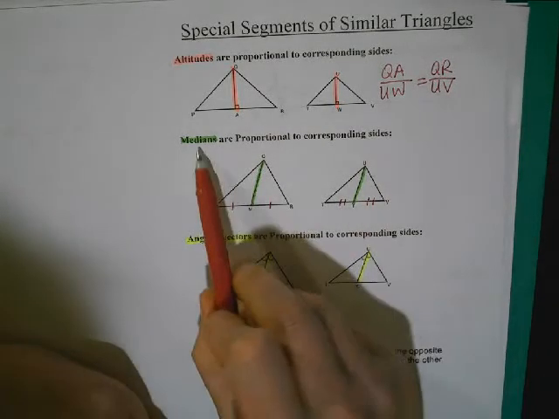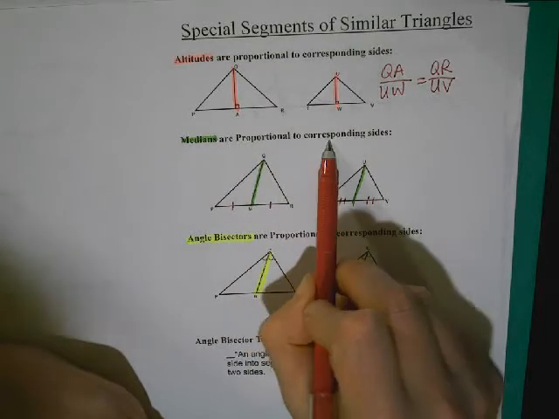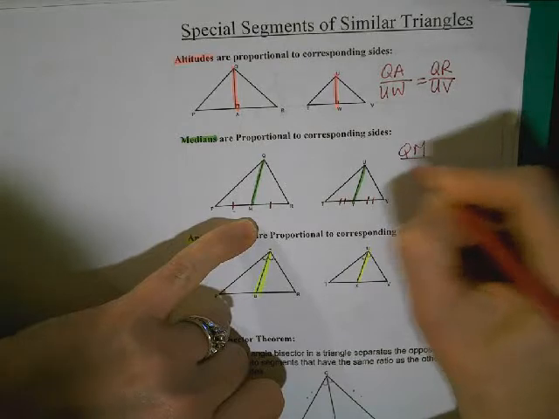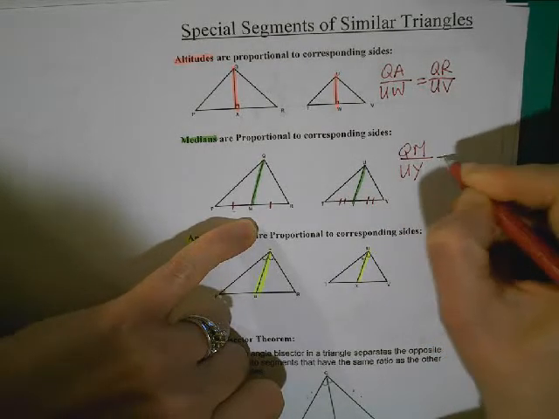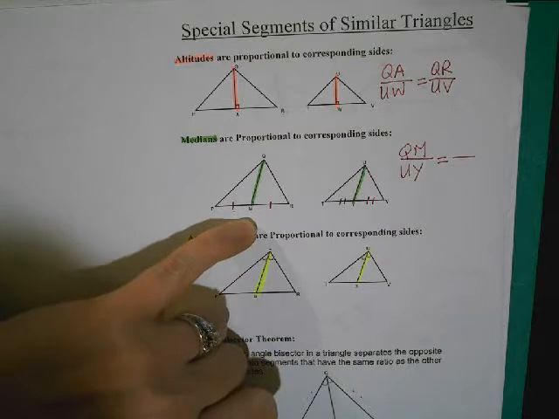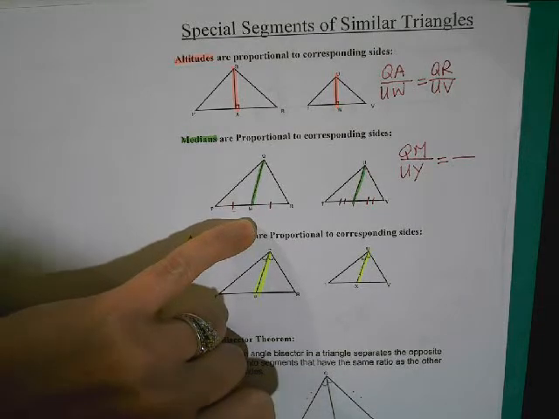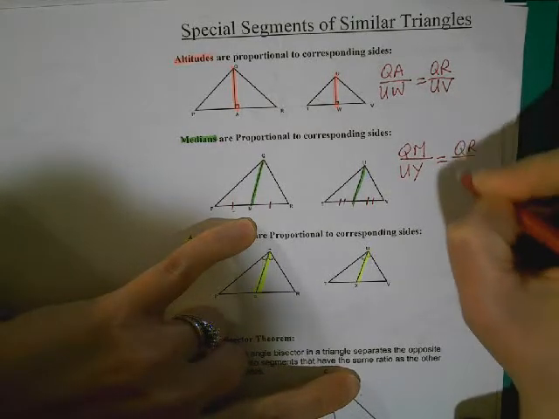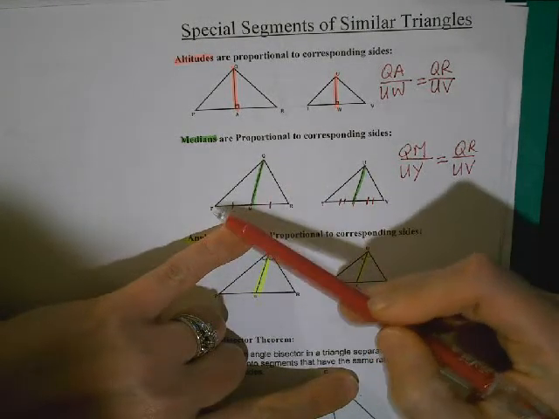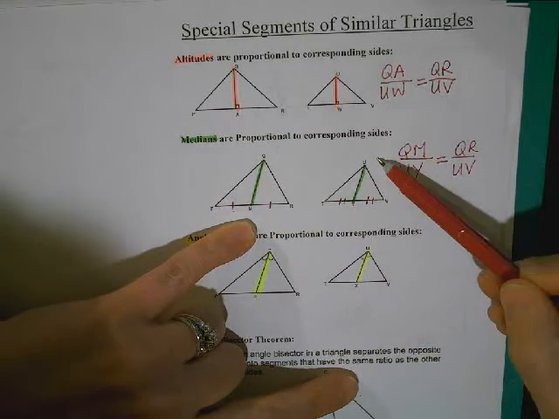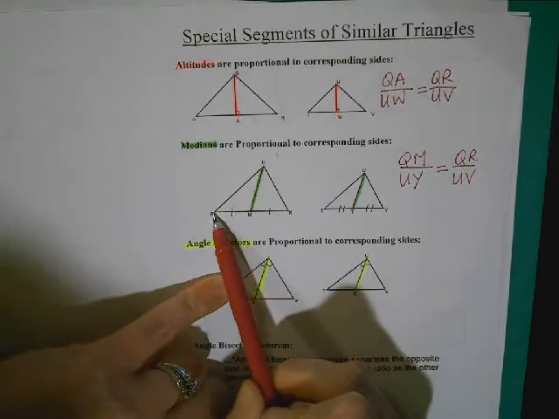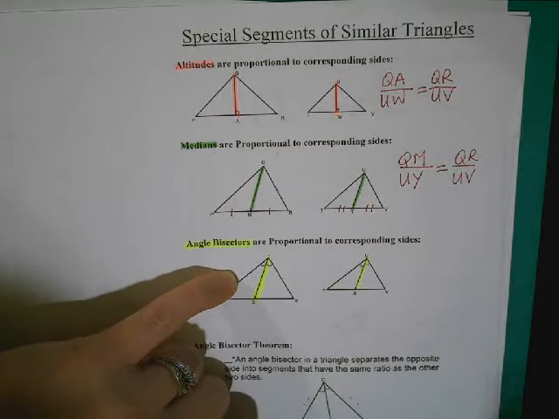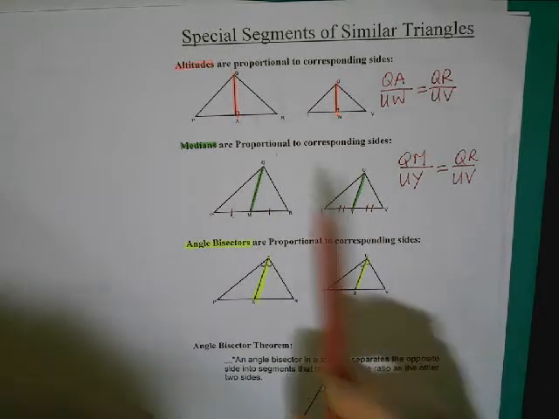So let's look at the next one. It says the medians are proportional to the corresponding sides. So you could say QM over UY is equal to, and then you just pick corresponding sides. So QR over UV would be one. You could say PQ over TU, or you could say PR over TV. Any of those full lengths would make them proportional to those sides.